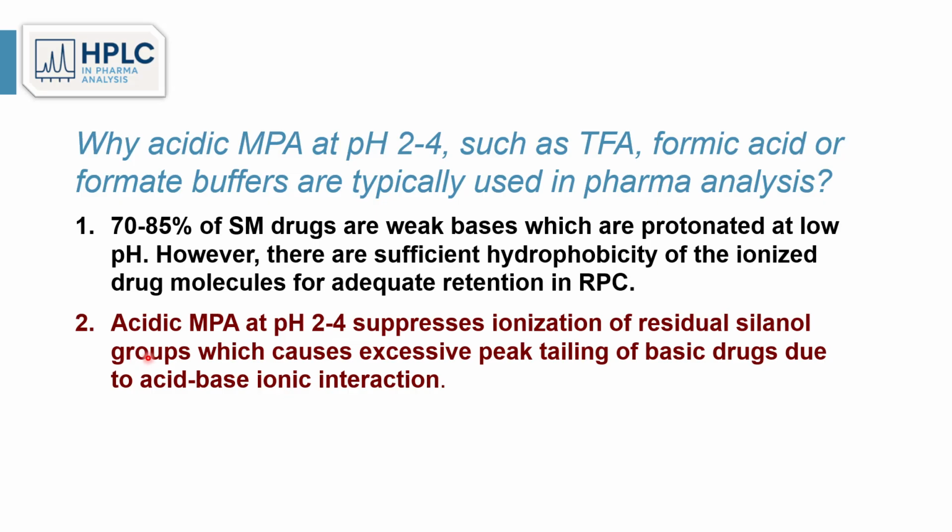Second, acidic mobile phase A at pH 2 to 4 is desirable because it suppresses ionization of residual silanol groups, which causes excessive peak tailing of basic drugs due to acid-base ionic interaction. Let's explore that a little bit later.